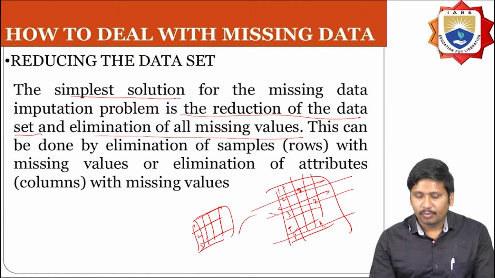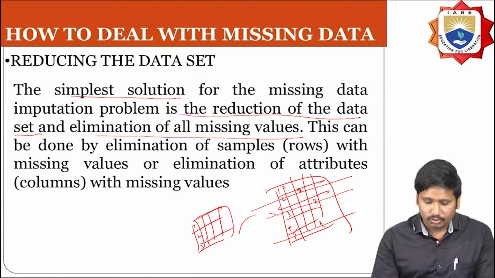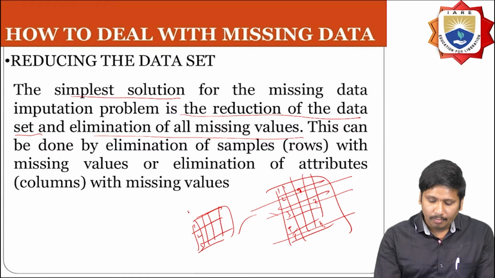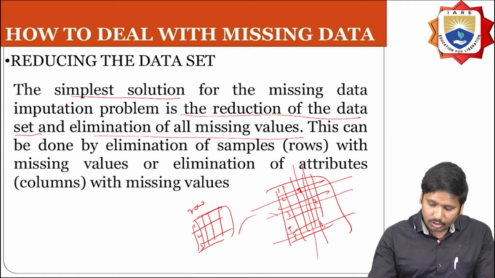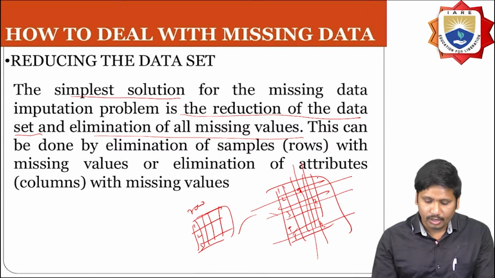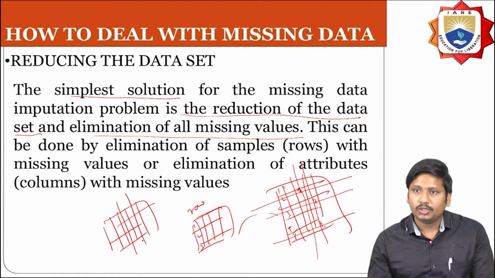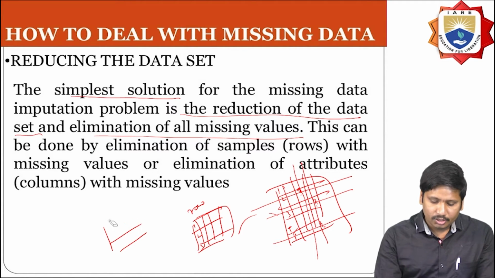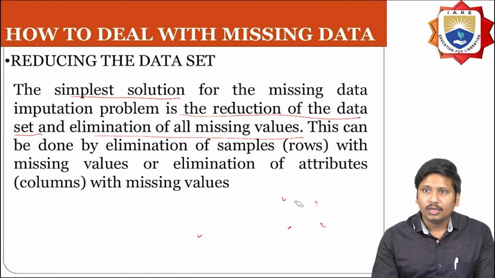This is the way we can reduce the data set, and this can be done by eliminating some of the sample rows with the missing values, or by eliminating some of the attribute columns with the missing values. Just now what I said was based on the rows. Another way is I can delete the column also where I get the missing value. If I delete the column also, I can reduce the data set, right? So these are the ways you can reduce the data set, based on the rows as well as based on the columns.